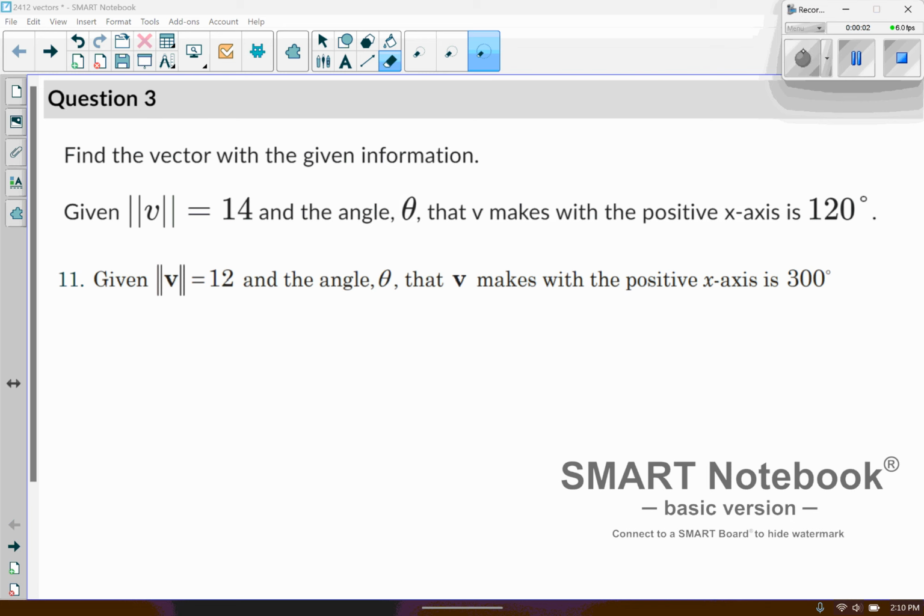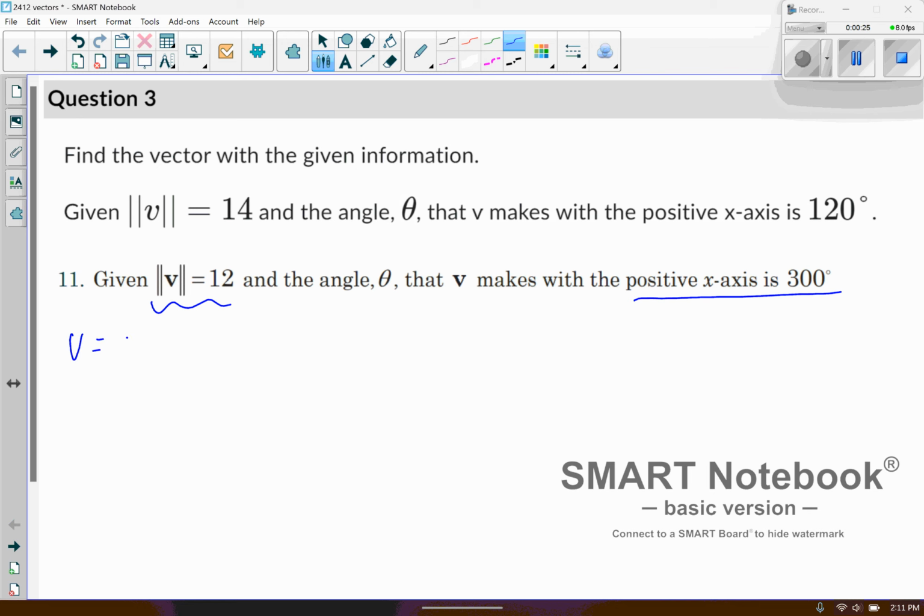Okay, so here I'm going to make a video making similar examples to the ones from the homework, and maybe that'll help you out a little bit, and just let me know if you have any other questions. So this first one says find the vector with the given information. They give us the magnitude and the angle right here, and they want the answer in the unit vector form, which is ai plus bj.